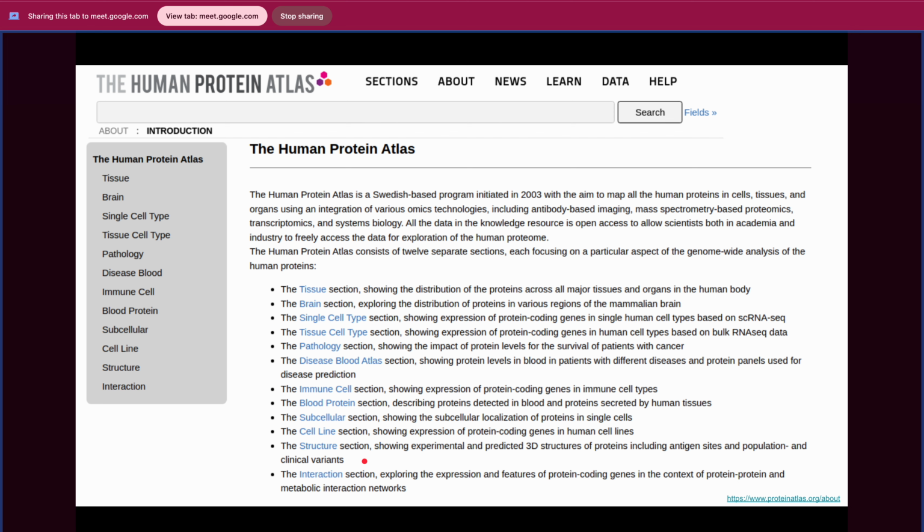Then comes structure section. So in this, all the proteins which are identified by all the experiments, their structure is given. So if you want to find the three-dimensional structure of any protein, we can go to structure section. Then in the interaction section, we'll explore what kind of other proteins a given protein interacts with. So all these sections come under Human Protein Atlas.